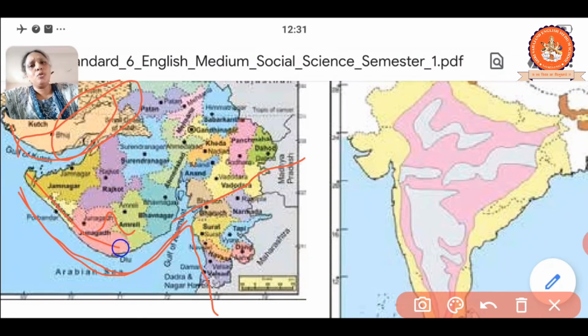But if I show the direction, or show that this is our state, Gandhinagar is our capital, all those things, that is a political map. So you can understand the two types of maps clearly.